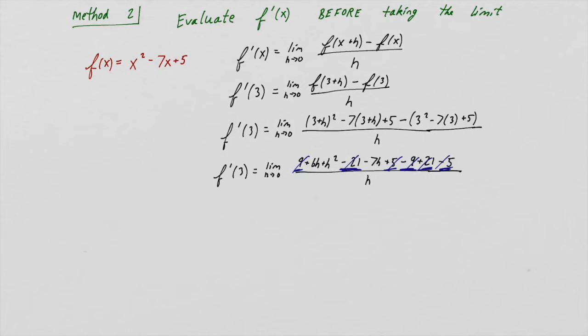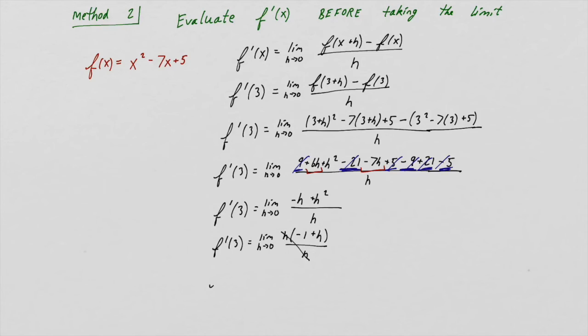And we have a couple things we can combine together. We can combine the positive 6h with the negative 7h. So we have f prime of 3 equals the limit as h approaches 0 of, much shorter fraction bar now, negative h plus h squared all over h. And now we're going to factor one of the h's out of the numerator. We get f prime of 3 equals the limit as h approaches 0 of h times negative 1 plus h all over h. Our h's cancel.